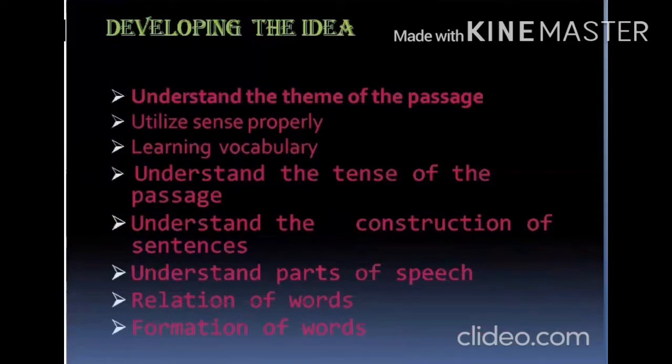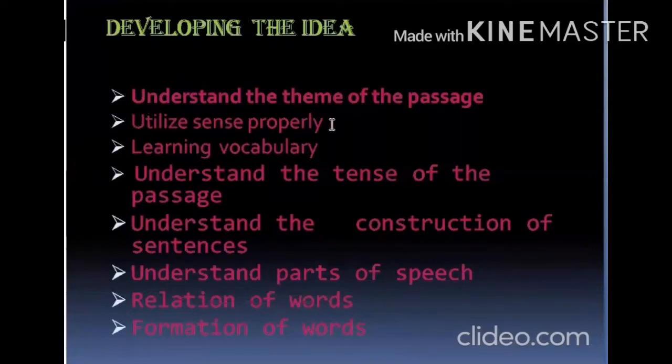Next, to develop your skill to complete the gaps of cloze test with clue and without clue, I have given here some tips. And inshallah, I hope that all these are very much helpful for you. First, I suggest you understand the theme of the passage. It is most important. If you don't understand the theme of the passage, you will not be able to use words correctly.